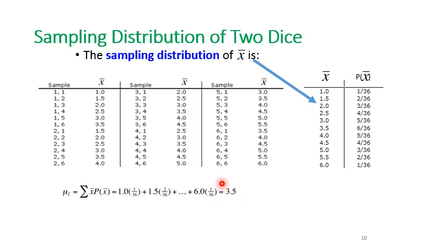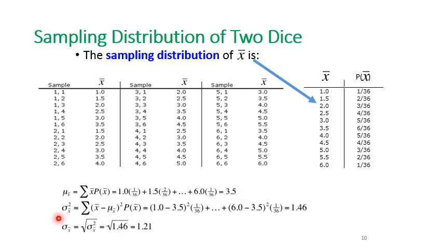So the mean of x bar is 3.5. We should notice that this mean, the mean of the sampling distribution of x bar, is the same as the mean of x, or the mean of the number of spots that I will get when I roll a die once, of course.